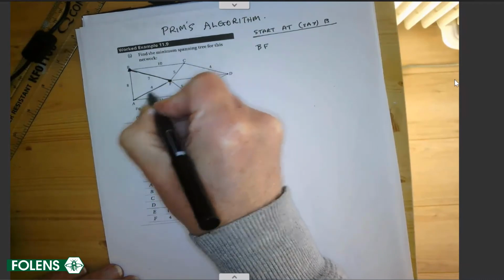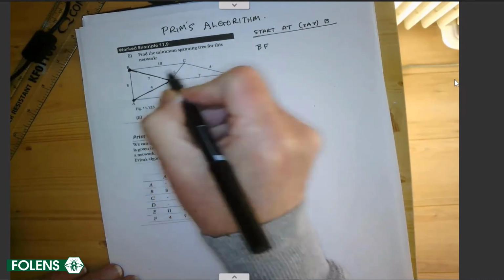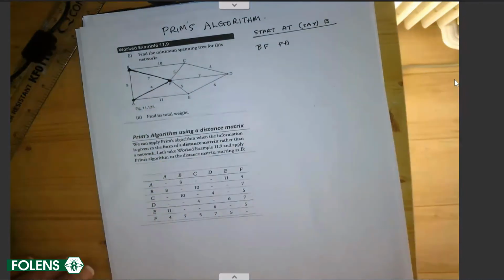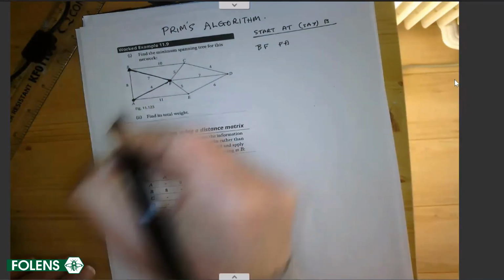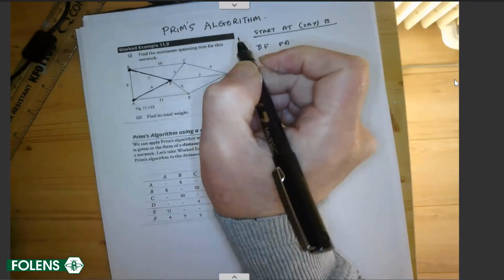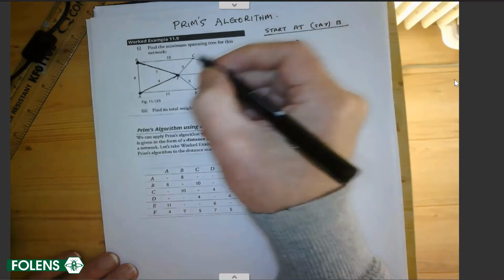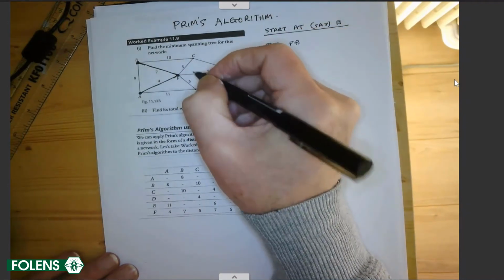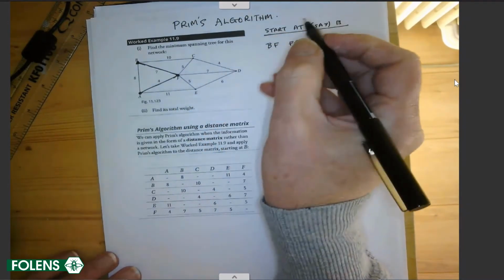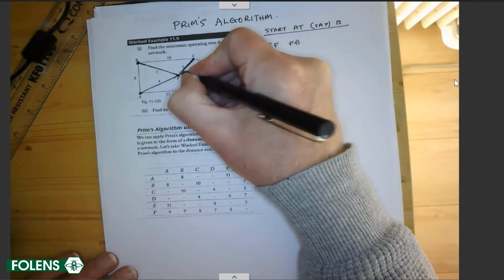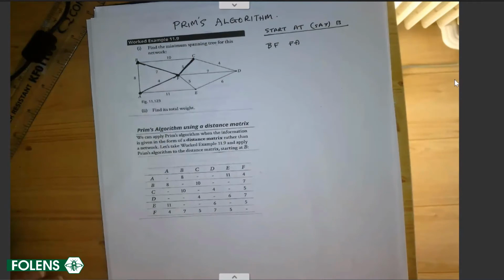Well, the nearest node would be A, so I add in F to A because that's of length 4. Now I look at my tree, which is B to F to A, and I ask, what is the nearest I can get? And the answer is either of these 5. It does not make any difference which decision you make. There can be more than one correct answer, but they will have the same total length.